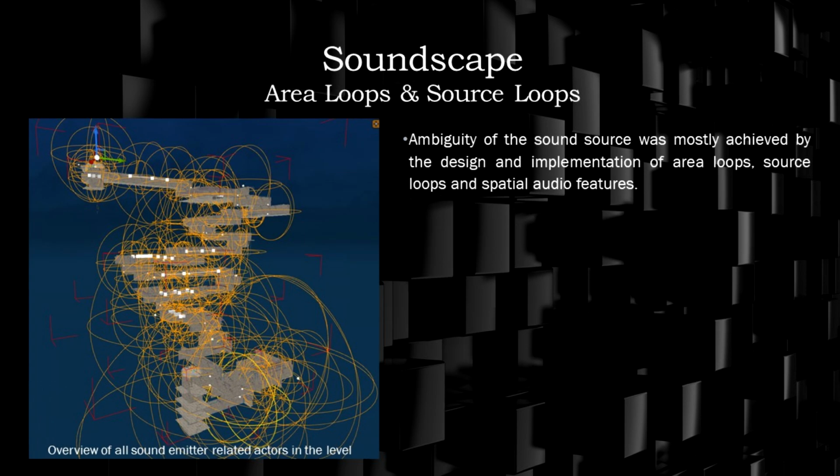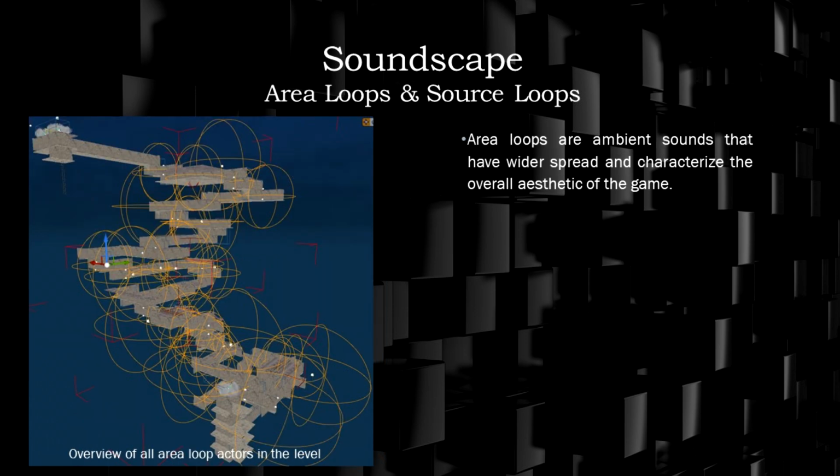The soundscape was designed with the focus of exploring ambiguity of the sound source, and was mostly achieved by the design and implementation of area loops, source loops, and special audio features. Area loops are ambient sounds that have a wider spread, are not affected by the room reverb, and characterize the overall aesthetic of the game level. These were set throughout the level.